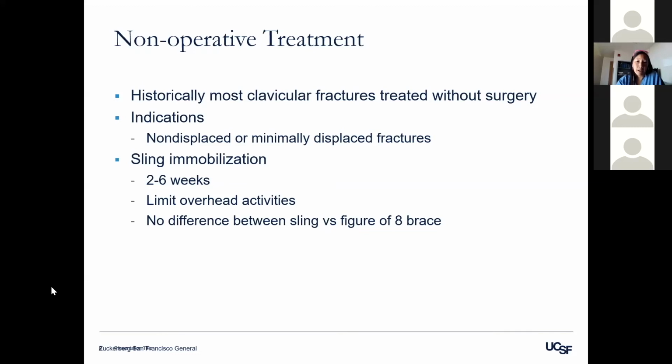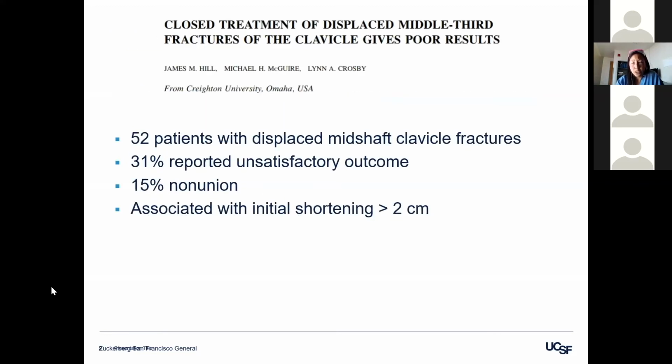So limiting that. And then there have been a lot of studies looking at just regular sling immobilization, and figure of 8 braces, which I don't even think we use anymore. The idea with the figure of 8 brace was that they thought it could help reduce some of the deformity, but all the trials have really shown that there's no difference in patient satisfaction, and comfort is actually better with the sling alone. So the figure of 8 brace generally has fallen out of favor.